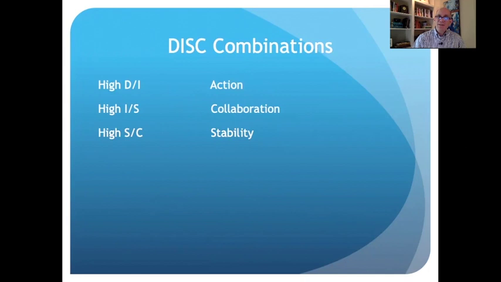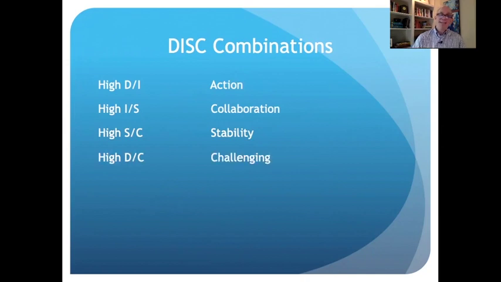If you're a high S and a high C, on the bottom part, the blank at the bottom of your page is the word stability. Basically, you're very thoughtful, calm, and careful, and these are your introverts. If you're on the bottom part of that chart, your S's and C's tend to be introverted.